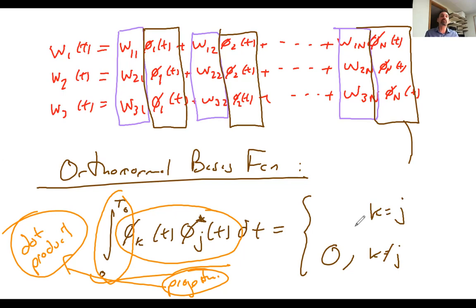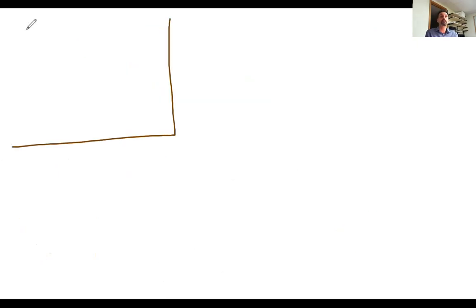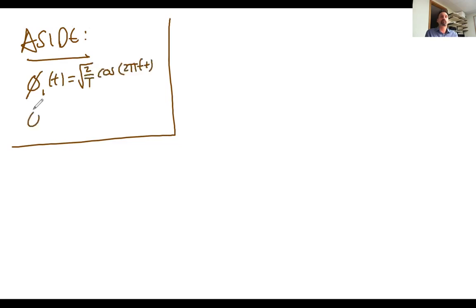What happens if j and k are identical? If they're orthogonal, the result of the product of these two functions, integrated over a period T naught, should be equal to some constant. Orthonormal should be equal to one. Super important. So as an aside, try this out. Those are going to be orthonormal.